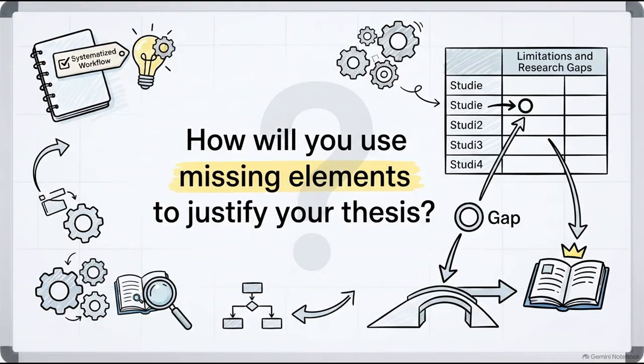And that leads us perfectly to the limitations and research gaps column. As you map out all these studies in your matrix, you are inevitably going to start seeing what's missing. So I want to leave you with this final critical thought. How will you leverage those specific gaps in the existing literature to build a compelling, undeniable justification for your own original research? By systematizing your workflow, you aren't just organizing files anymore. You are clearing the path to discover exactly where your unique contribution to the field belongs.